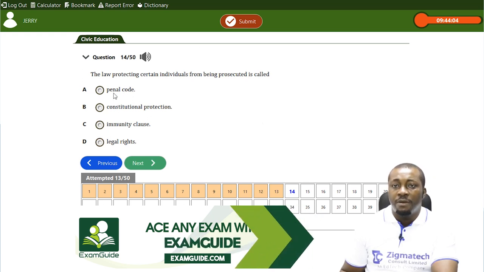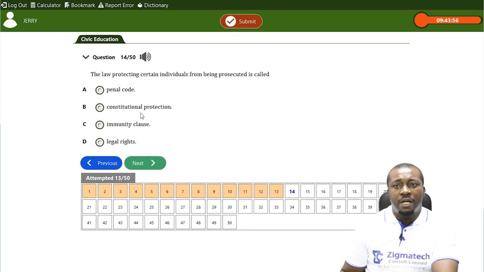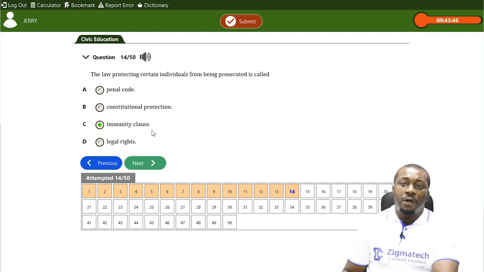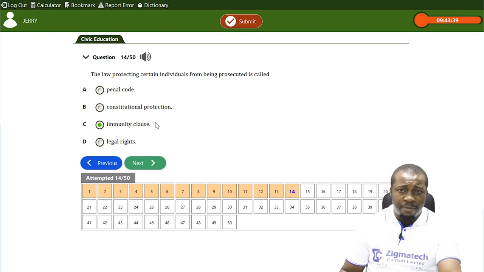A says penal code. Penal code is the law that deals with crimes. What constitutes crimes? Now, is it constitutional protection? It is what we call C, immunity clause. They have that immunity clause. So that immunity clause is the law that protects them, especially the president, vice president, governor, deputy governor. You can't prosecute them while they're still in office. You can only impeach them and make them face trial for whatever offense they have committed while in office.